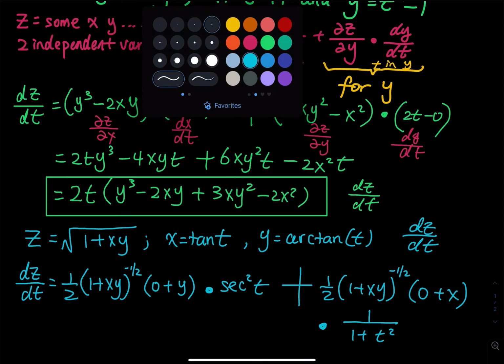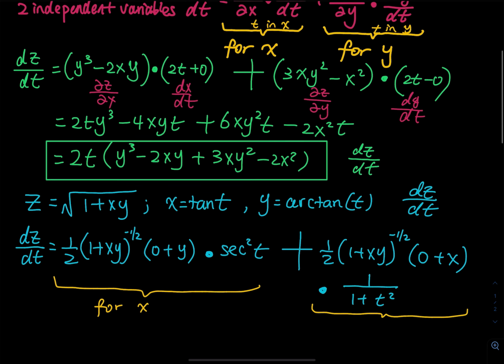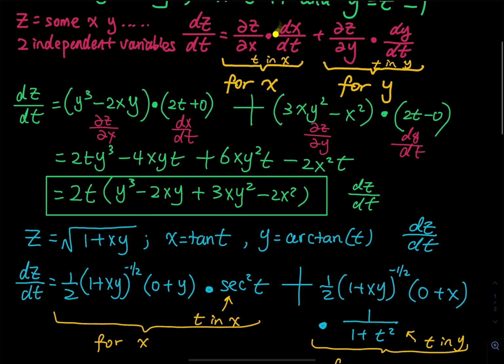Okay, so let's summarize this a little bit. So this is one part for x, right? So this is one part for x, and then this is one part for y. And then within this, we have a t in x. And then for y, we have a t in y. Okay. So that's why I use a dot. Do you see this dot and these dots? So once I use a dot, I can easily check my work. That is the partial derivative with respect to x. And then we take care of the x with respect to t. So partial with respect to y, and then dot y with respect to t.